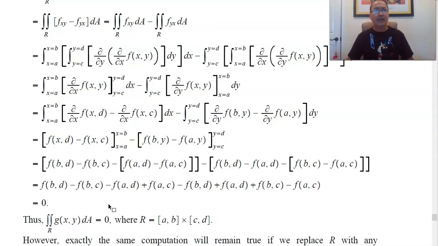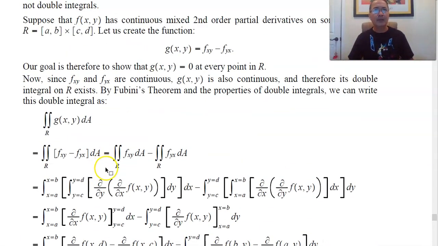Okay? So, what's our main goal? What are we trying to show again? We want to show that this function on two variables is 0 at every point in that rectangle. What we have so far is that if you integrate that function over every rectangle, no matter how small or how big, as long as you're inside that main rectangle, that double integral will be 0.